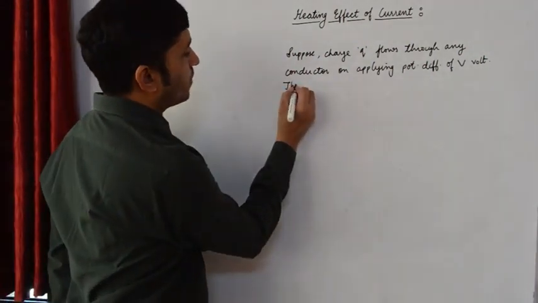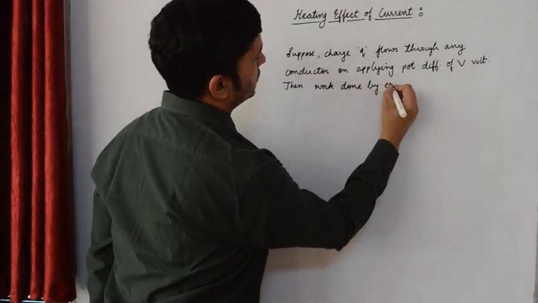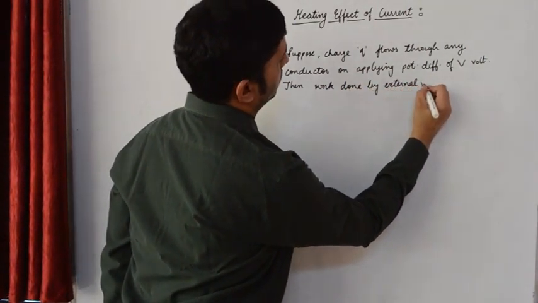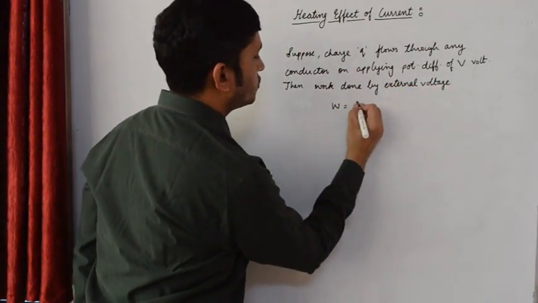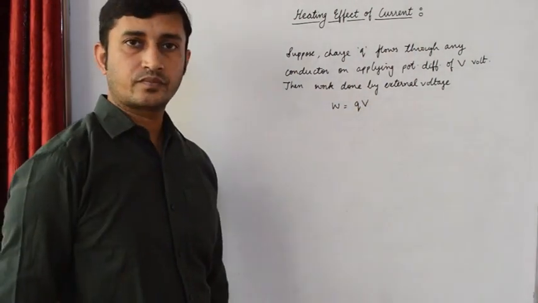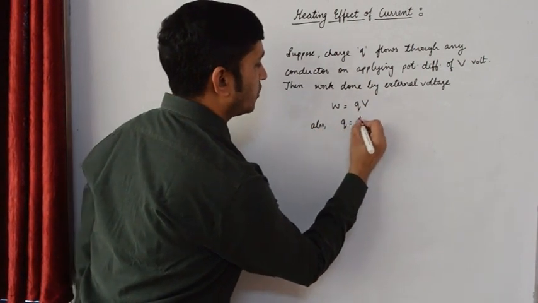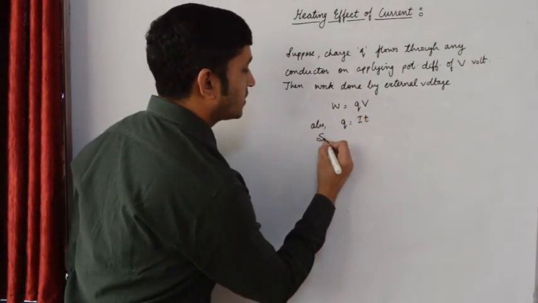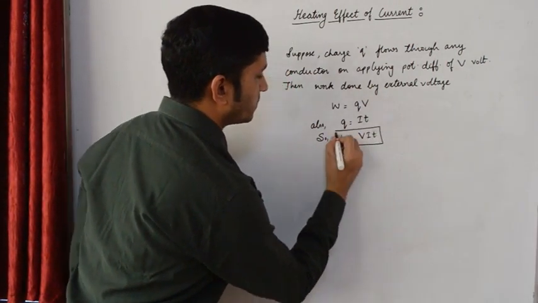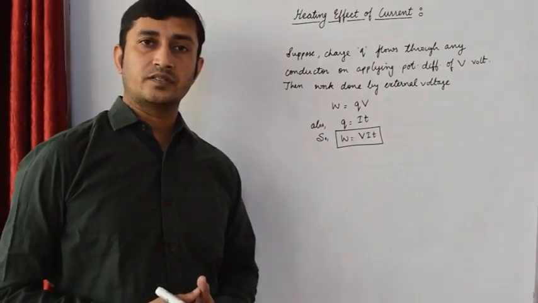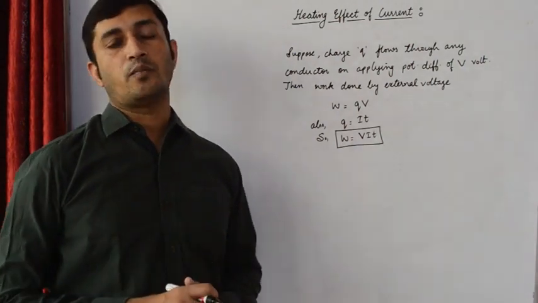Then work done by the source, work done by external voltage, will be equal to charge into potential. Also we can write that charge is equal to I into T. So we can write work is equal to V into I into T. So here VIT work is done. So this work done by the source or by the external voltage appears in the form of heat.